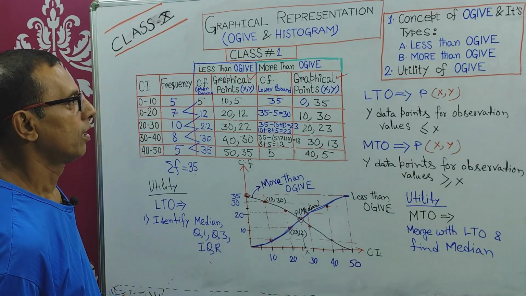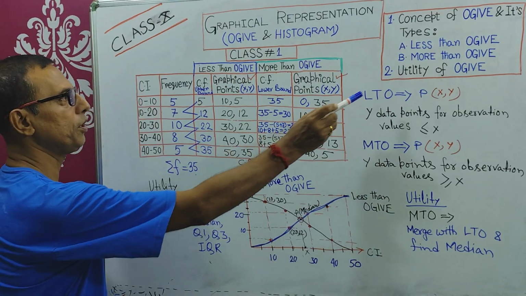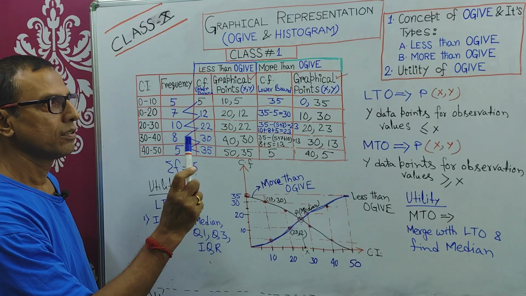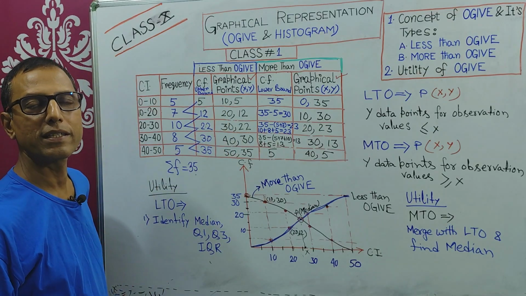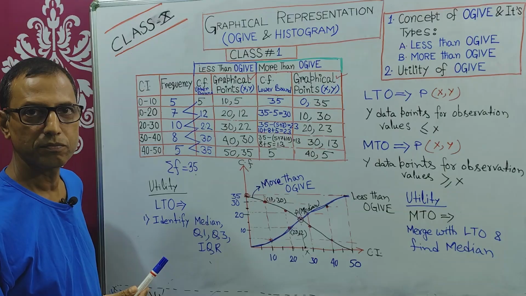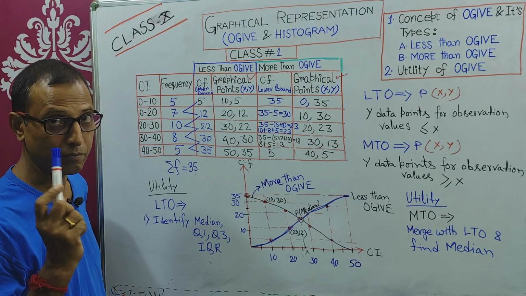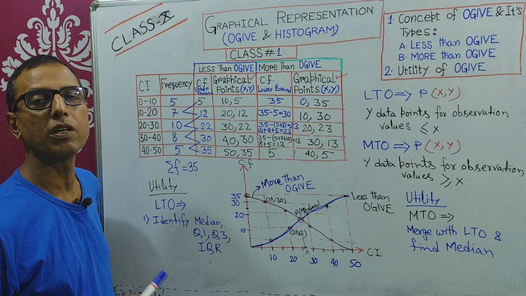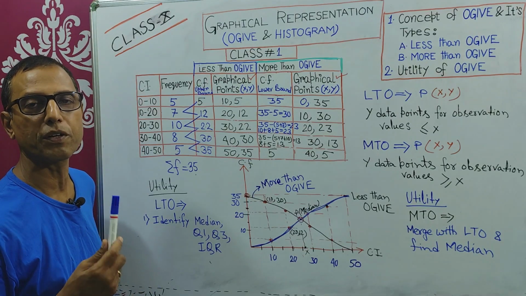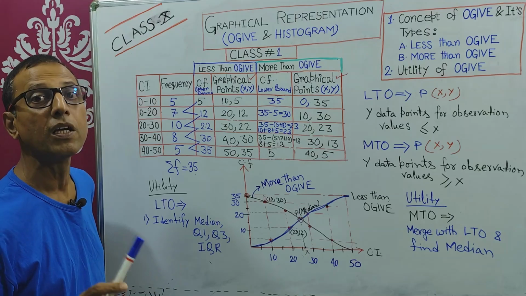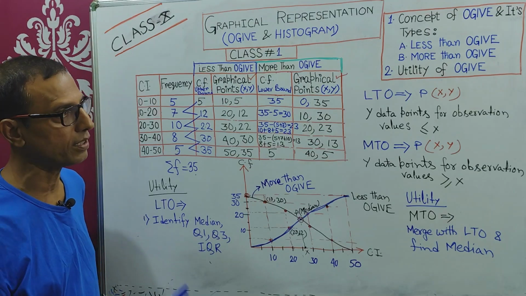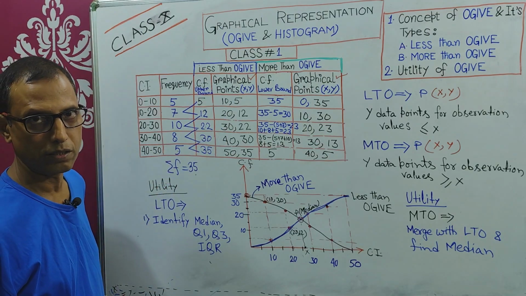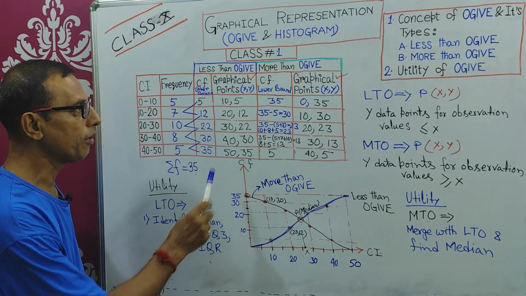Got it? Now, with respect to the utility part, you understand why we say less than or more than in the ogive. Less than ogive, more than ogive, less and more: these two are very important terms. That is why we say less than cumulative frequency curve or more than cumulative frequency curve. This is the interpretation of the cumulative frequency for both less than and more than ogive. Right? That you understand. Now the utility.